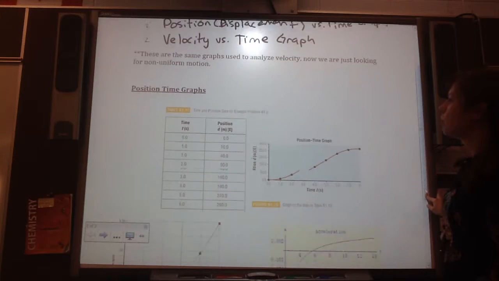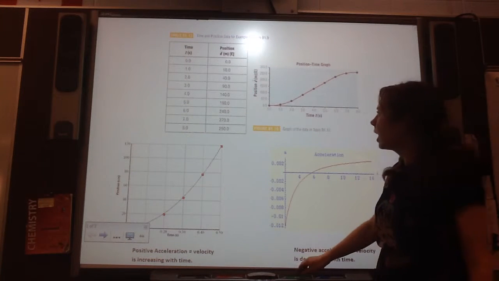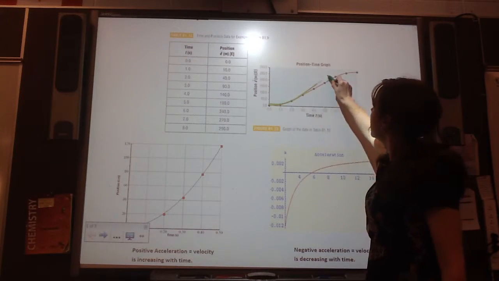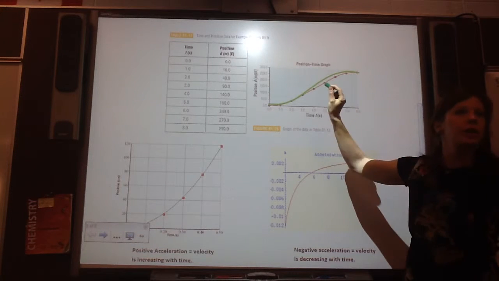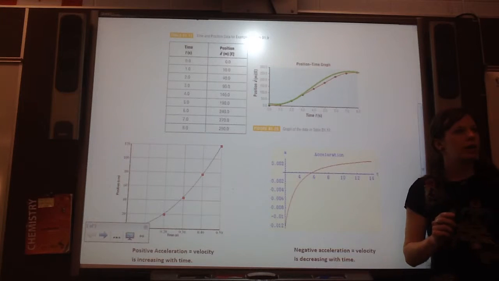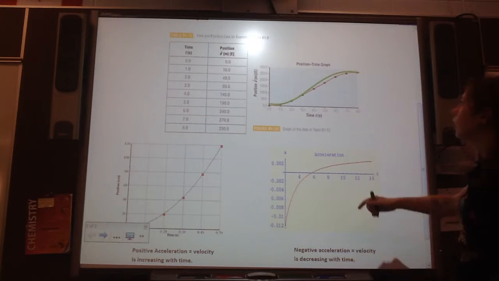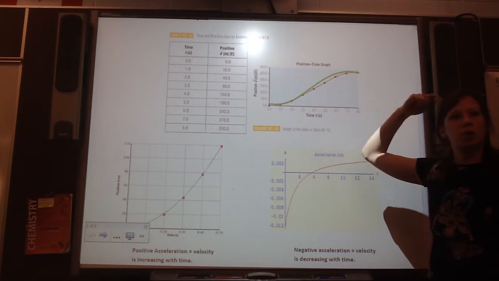So let's look at these position time graphs. Okay. Now, what do you think? What's happening in this one? How could we describe? Please listen. I don't like talking over you because I feel like I have to talk louder and then it hurts my throat. Okay, what's happening in the object's motion here?